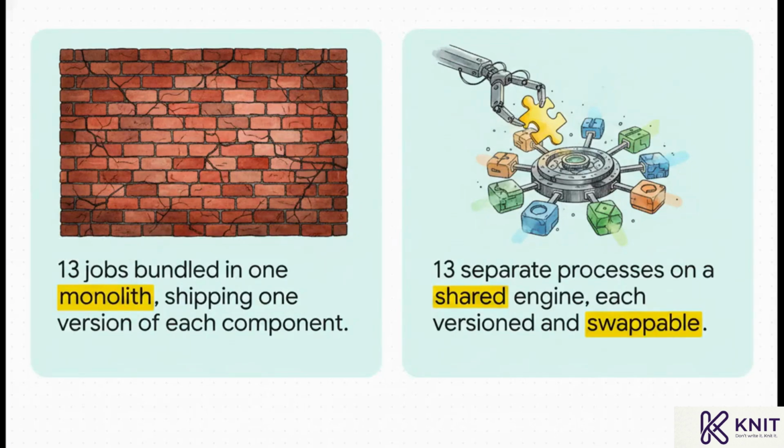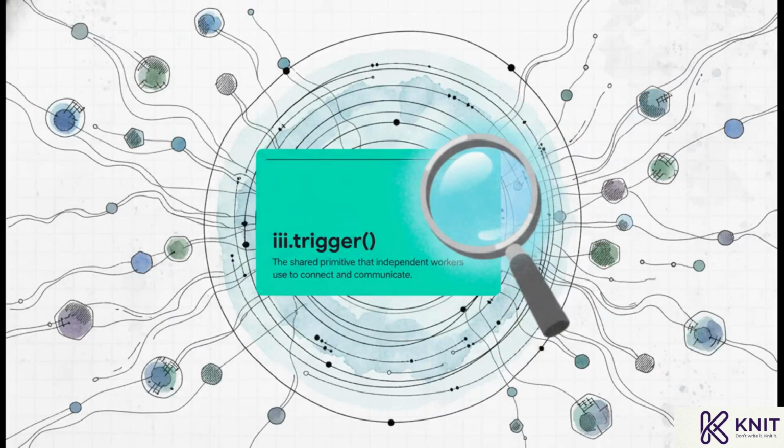Let's contrast these two approaches. The monolith keeps those 13 jobs bundled into one rigid codebase, shipping just a single version of everything. Modular workers completely flip the script. They separate those 13 jobs into distinct processes running on a shared engine. Every single one is versioned independently, every single one is instantly swappable. By perfectly separating these concerns, you're literally preventing future system rewrites. Now, you might be thinking, okay, but how do these separate workers actually talk to each other without creating an absolute integration nightmare? The secret is it.trigger.